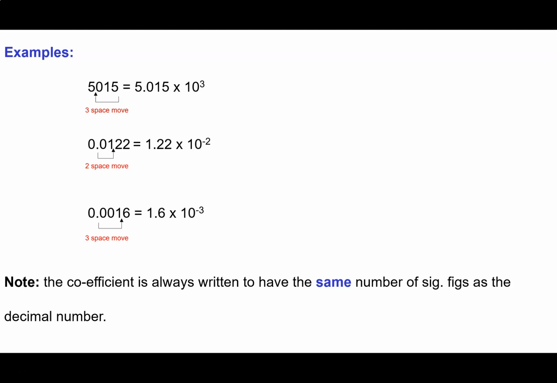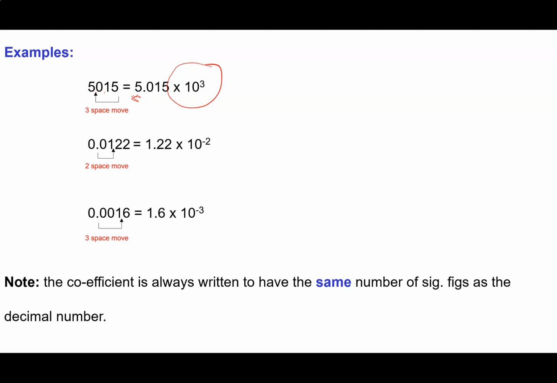Okay, so here are a few examples. I've got 5,015. So this is a big number, so I know I'm going to have a positive power of 10. And so now I've just got to figure out what the size of my power of 10 will be and what my coefficient is going to look like. So I rewrite my number so that the decimal point just has one non-zero to the left. So there it is there. And then I count how many spaces I had to move the decimal point to get to that point. So it was 1, 2, 3. So I know that I've got to multiply that by 10 to the positive 3.